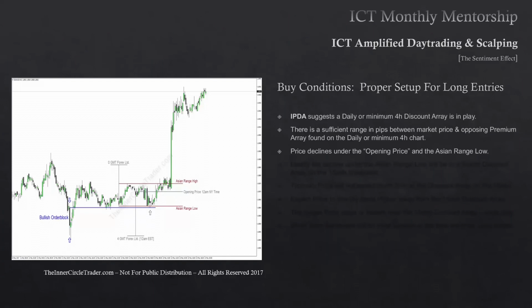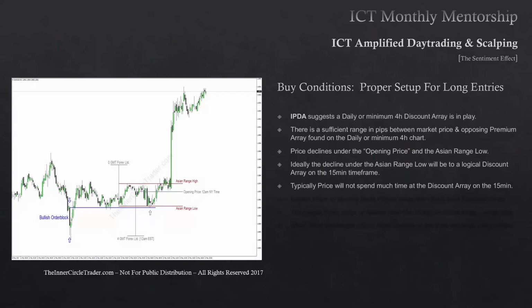Price declines under the opening price, and again, this is the midnight candle in New York, and the Asian range low. And ideally, the decline under the Asian range low will be to a logical discount array on a 15-minute time frame.